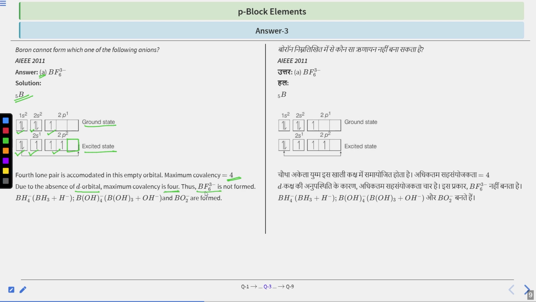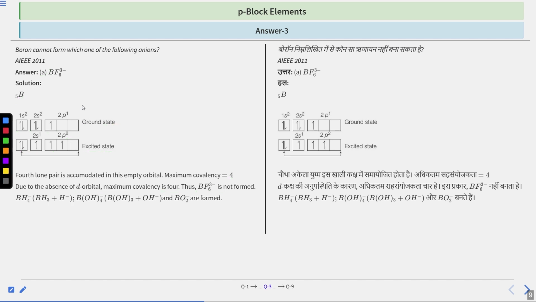Thus, BF6 3 negative is not formed, because here you can see that to the boron directly 6 atoms of fluorine are attached, which is not possible, as the maximum covalency boron has is 4. Thus, the anion which boron cannot form is BF6 3 negative. Other than that, BH4 negative, which is basically BH3 plus H negative, B(OH)4 negative, that means B(OH)3 plus OH negative, and BO2 negative are formed. These are the anions which can be formed easily. Okay. And thus option A is the correct answer.